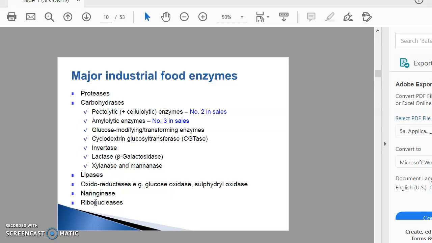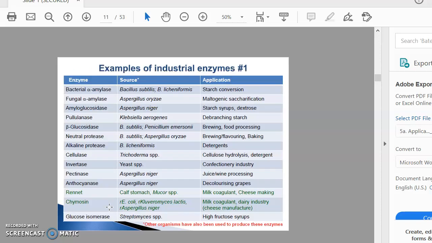I'm not very clear yet how ribonucleases can be used, but it is said that this enzyme can be used to make single cell protein, which is the protein that we can eat from the microorganism. Okay, this is the example of the industrial enzymes. You can read it by yourself.